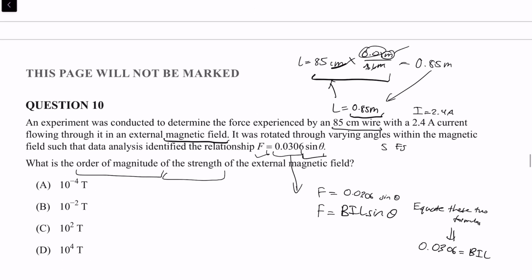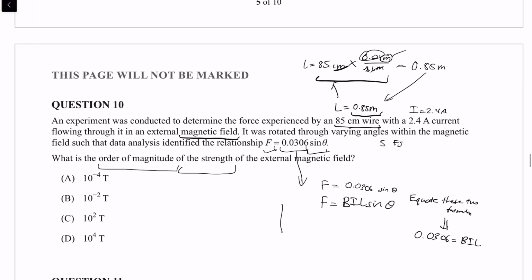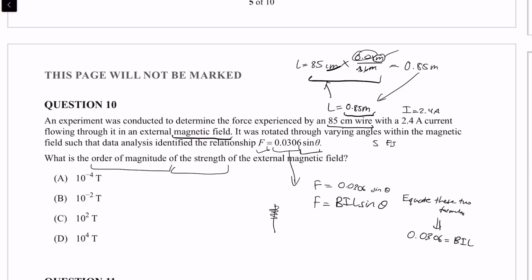Okay, yeah, and then from that, have we drawn a figure? No, we haven't drawn a figure. So I guess we have a wire, and then we have a current flowing through it, and we have a magnetic field.